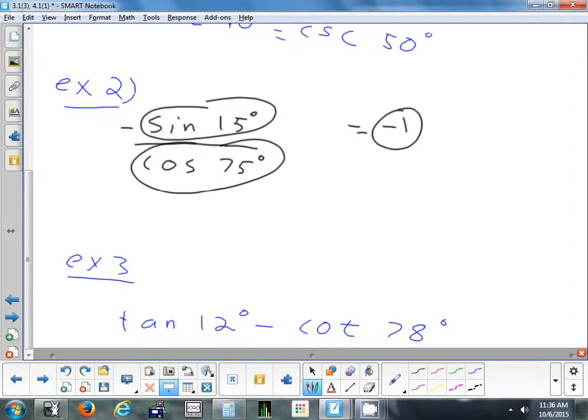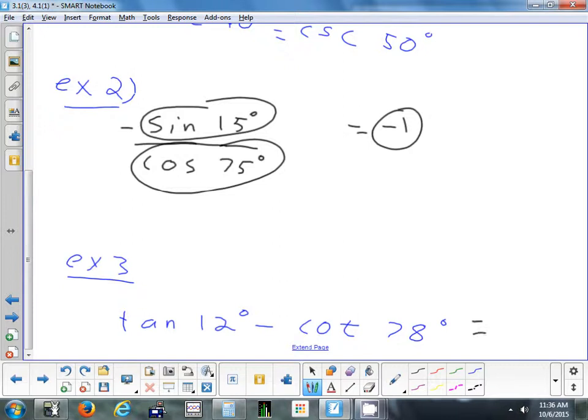Okay? If you changed 15 to 14, this whole problem's out the window. Can't do it. Then you'd have to use a calculator. These have to be cofunctions. These have to add to 90. If you divide two things that are the same, you always get 1. Think of 2 divided by 2. You get 1.